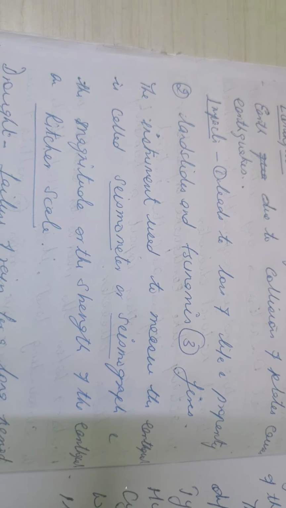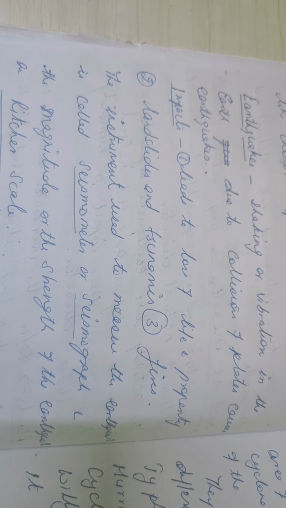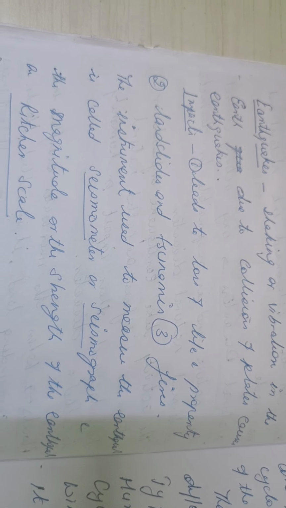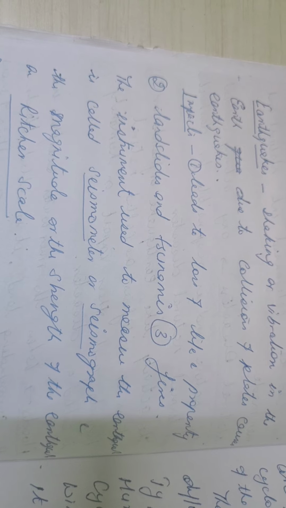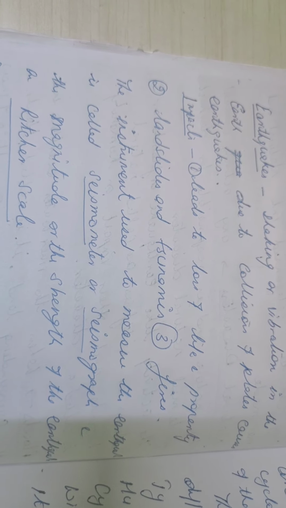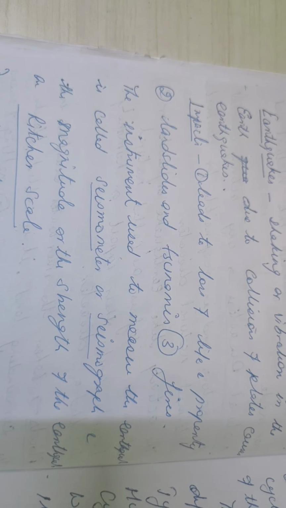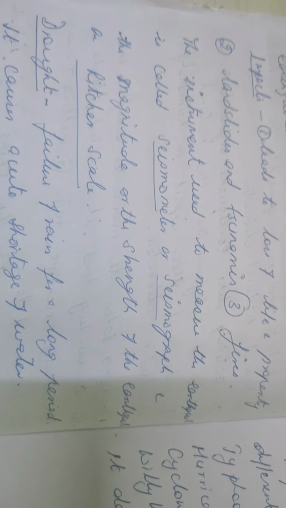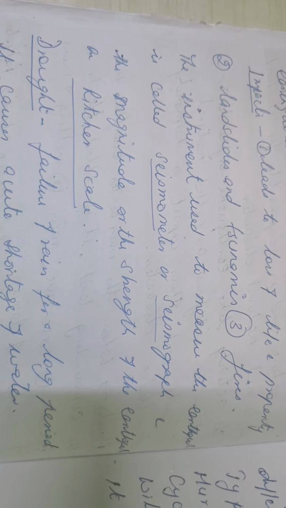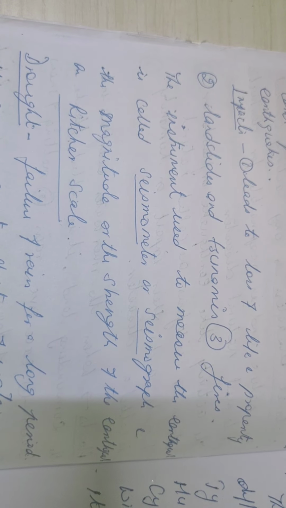So landslides and tsunamis can also happen. If the earthquake happens on the sea floor, then it will give rise to tsunamis, and of course fires. If factory work is happening and the earthquake occurs, it might cause massive fires. The instrument which we use to measure the earthquake is called a seismometer or a seismograph, and the magnitude or the strength or the power of the earthquake is measured by the Richter scale. So that is your earthquake.